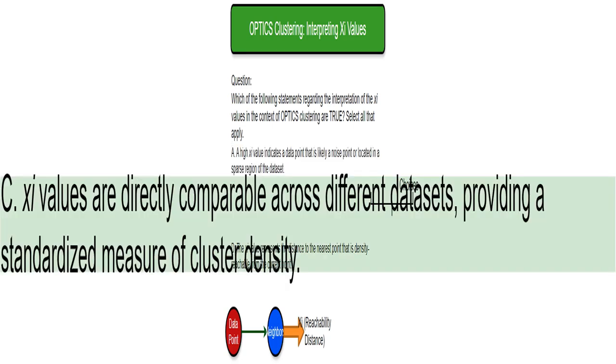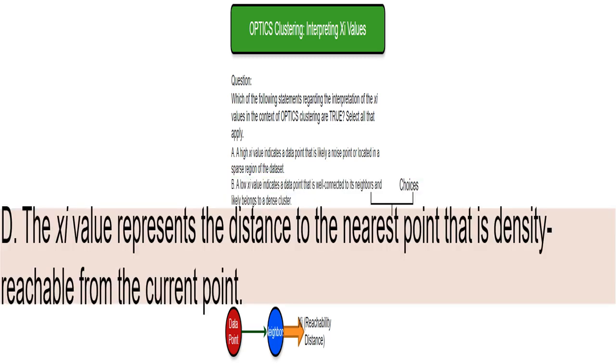This statement is false. Xi values depend on the dataset's scale and distances. You can't directly compare them between different datasets. They are relative to the dataset in which they are calculated. This is also false. The Xi value is the distance to the farthest reachable neighbor, not the nearest. It's about the furthest point you can reach from the current point while staying within a densely connected area.